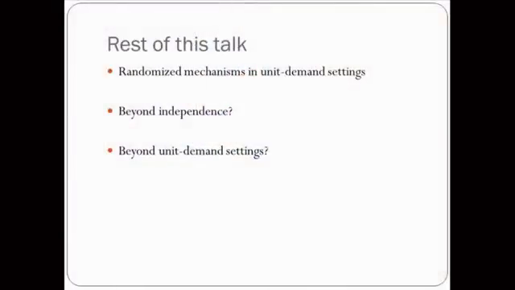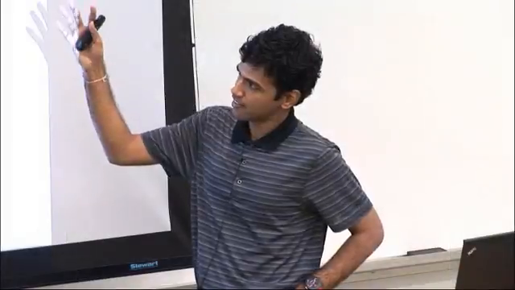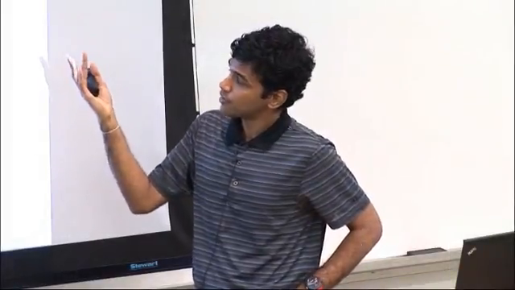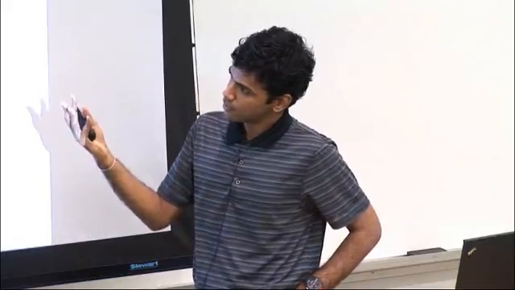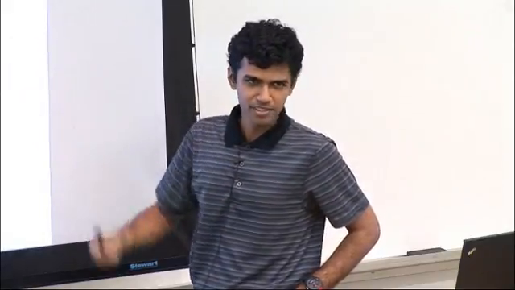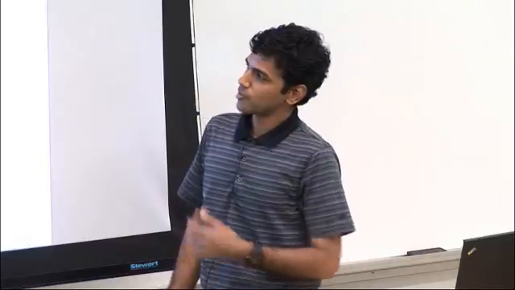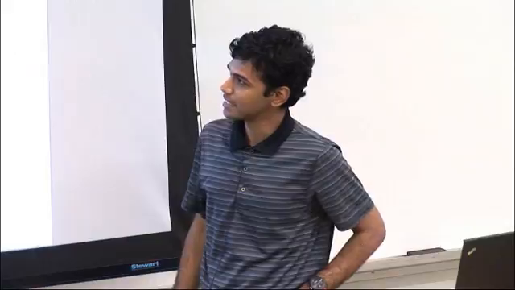Okay, so for the rest of the talk, I'm going to talk about what else can you do. Where else can you go? Can you generalize to randomized mechanisms? What happens to this argument, where does it break? What happens if you go beyond independence? And what happens if you go beyond unit demand settings? All these things were essential for our proof: unit demand settings, independence, and deterministic mechanisms.